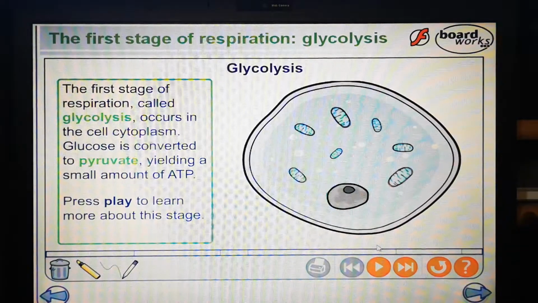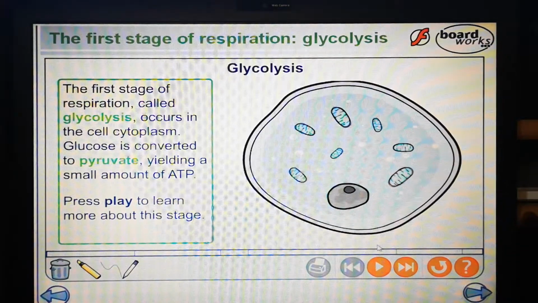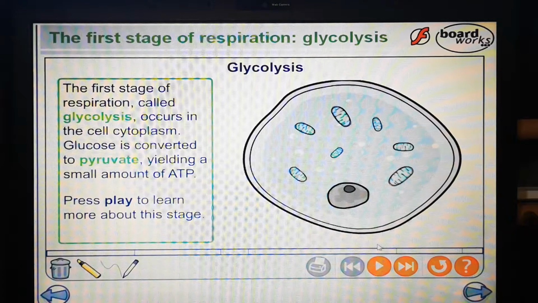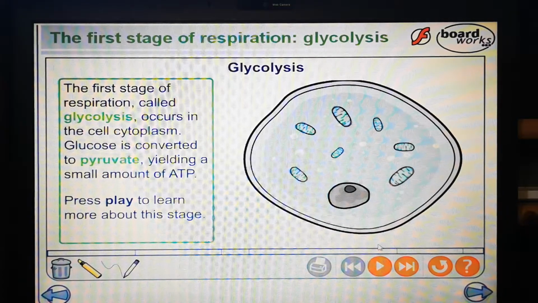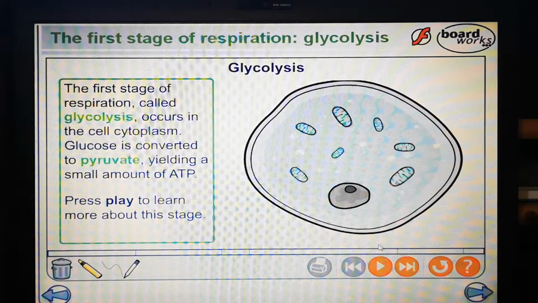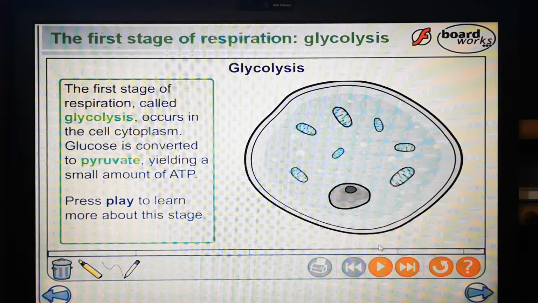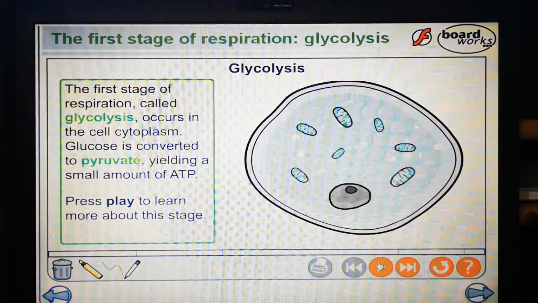Right then, Year 12. This is going to be the final video on respiration, and we're going to look at anaerobic respiration in both animal cells and in yeast cells as well. Okay, so you should all be familiar with glycolysis.